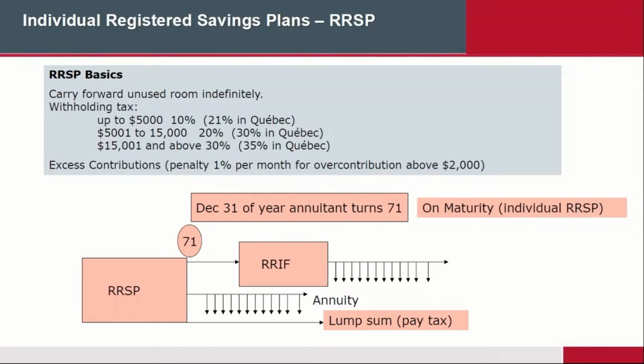Okay. So your RRSP must be annuitized. In other words, it must mature no later than the year you turn 71.